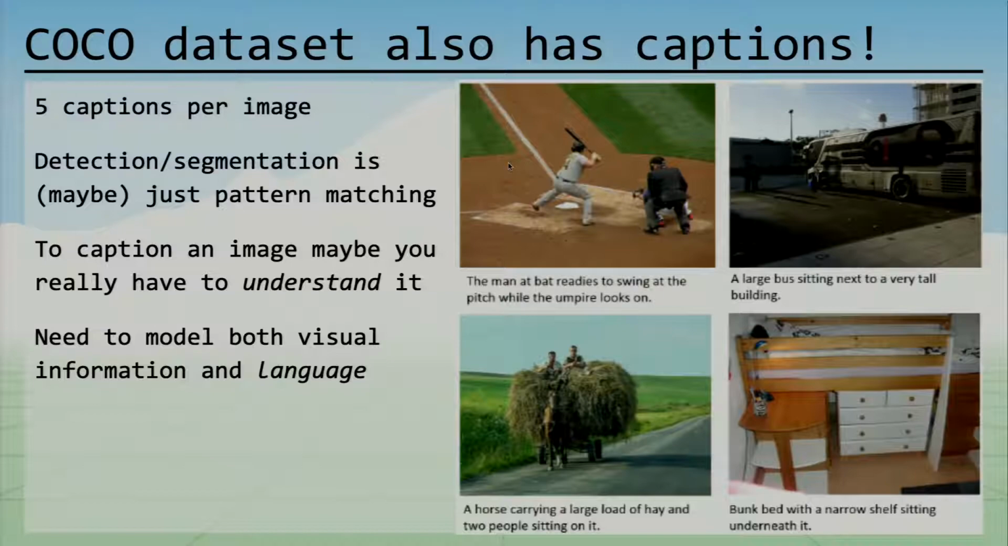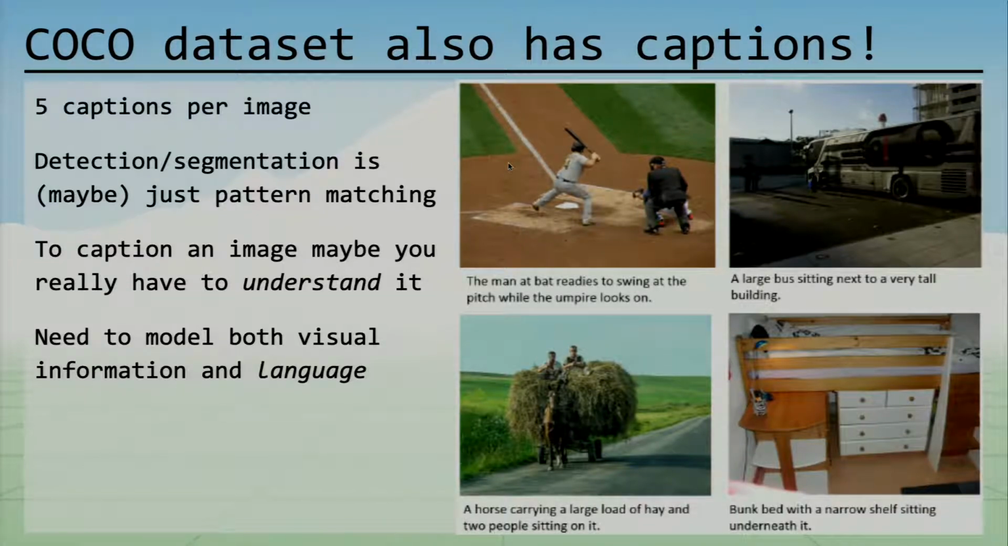The fun thing about the COCO dataset is that it also has captions for each of these images. So there are 5 captions per image, and at least one potential argument for why captioning is interesting is that if you are just doing classification or detection, you can get away with basically pattern matching, right? You can say, okay, there's a person here, or these pixels have a structure similar to pixels I've seen before that were a person, so I'll just call this a person.